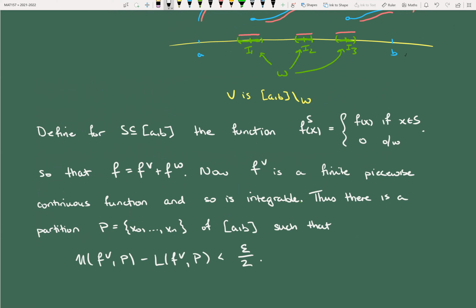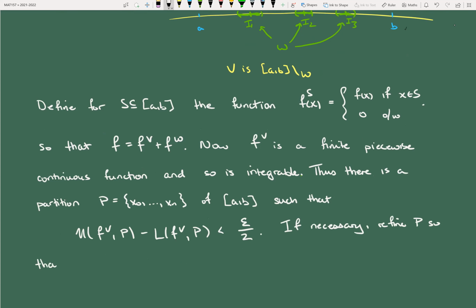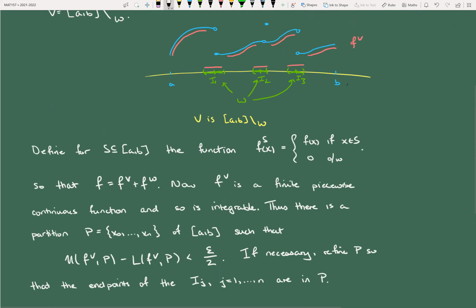Okay, and I'm just going to refine this partition if necessary to guarantee that the endpoints of the intervals I_j are contained in P. Okay, so here I'm saying this red function that I've drawn above, which again is 0 on the green portions, but is just the function everywhere else. That function is integrable, so we can make the difference between the upper and lower sums arbitrarily small.